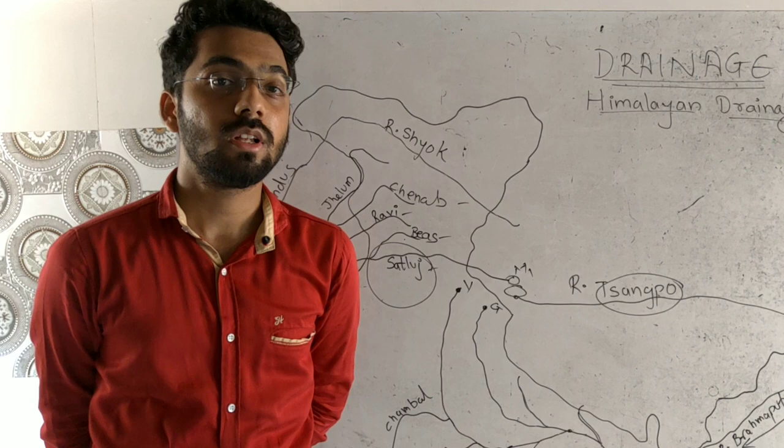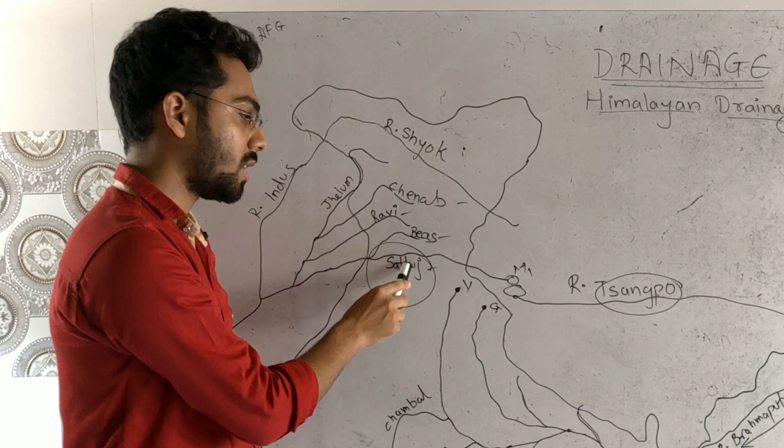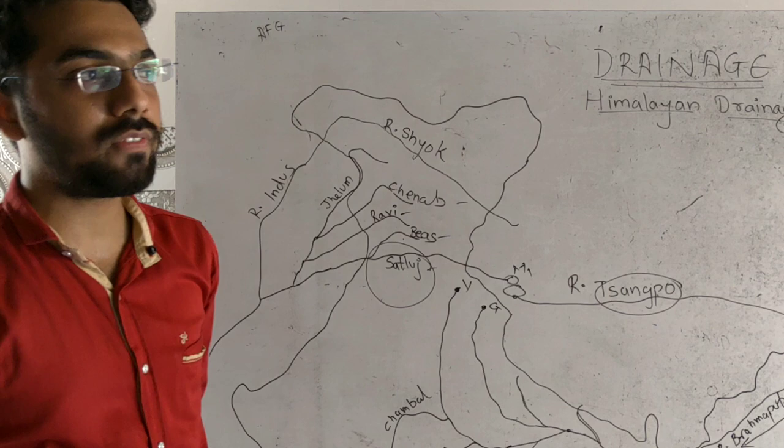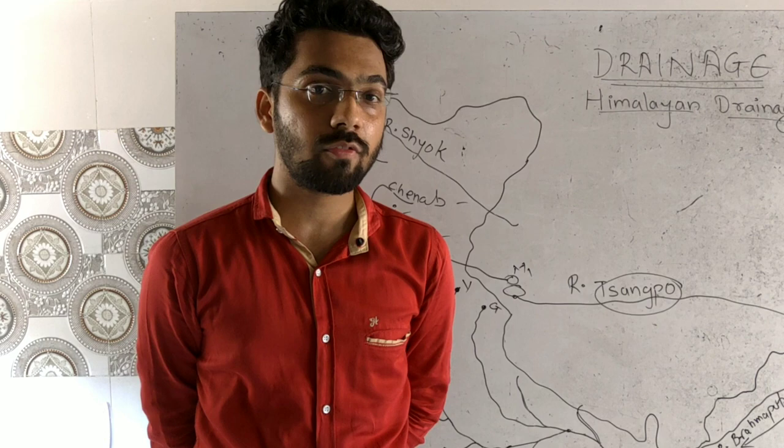Sindhu River system, as we see, Chenab, Jhelum, Ravi, Beas, Satluj are the major tributaries of river Indus. As we can see from the diagram, Jhelum, Chenab, Ravi, Beas are almost parallel to each other. One thing we can understand is that as they are moving parallel, their flow will be fast. Why will their flow be fast? Because they are moving from the steep slopes of the Himalayas.